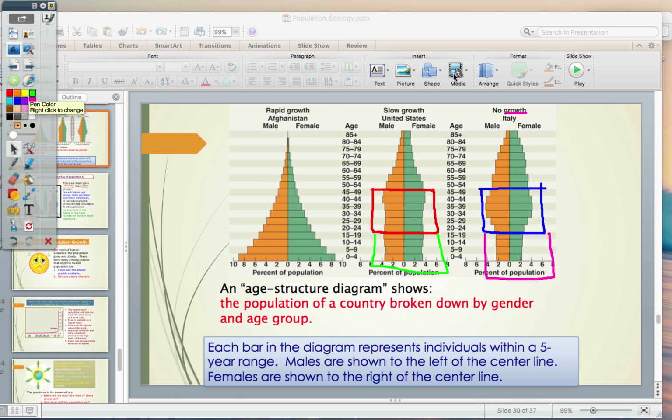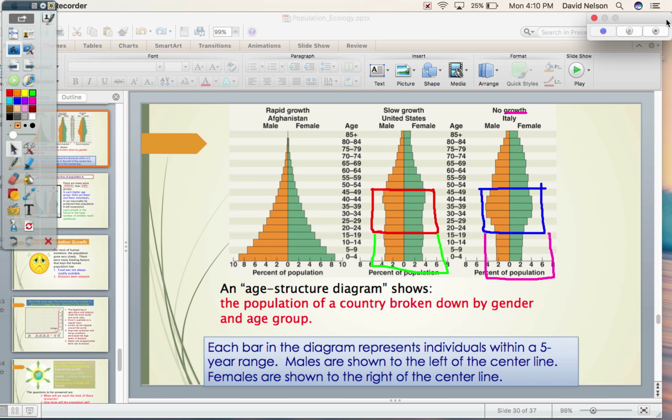I'm going to go ahead and cut this off here. We could talk a little bit more about how human population has grown, but I think we'll do that in class instead.